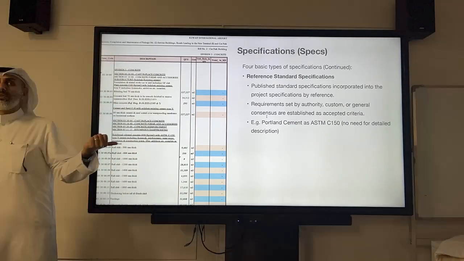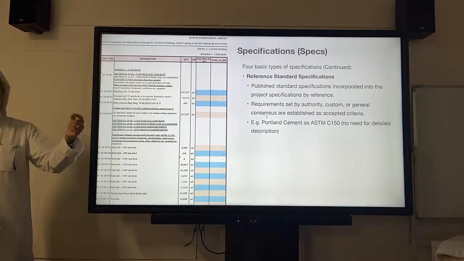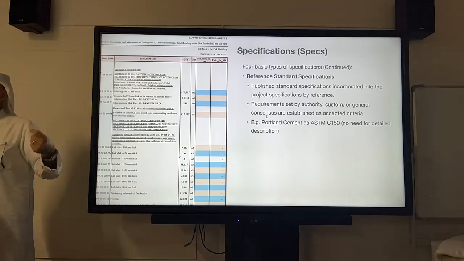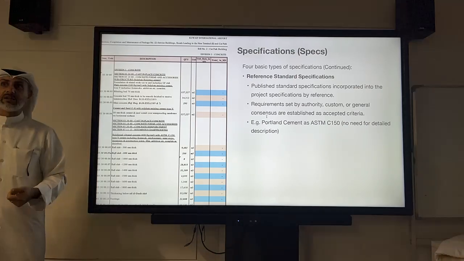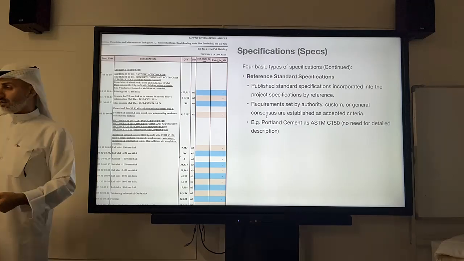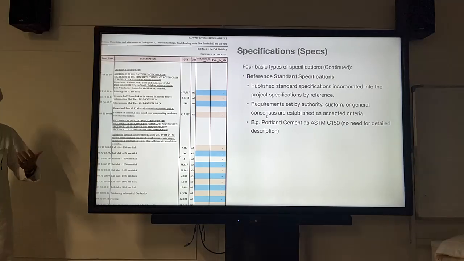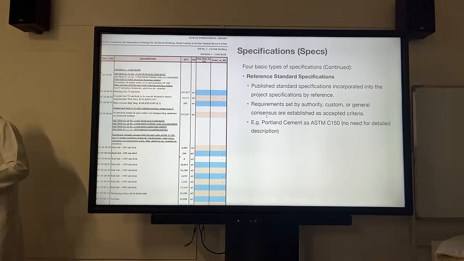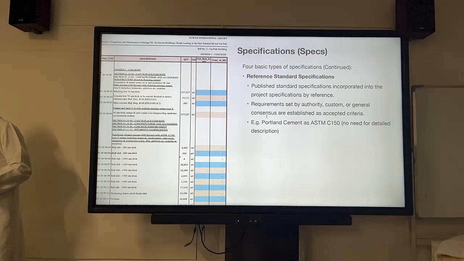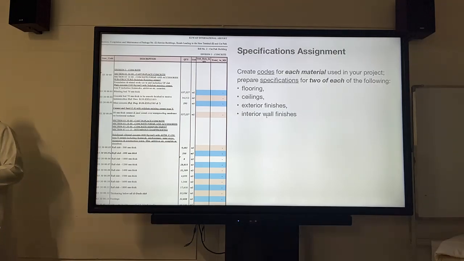Sometimes these are by the authorities. For example, the Kuwait government says you have to waterproof and use this standard minimum for your house. Glazing, for example, you can't just put any glazing, it has to be a certain standard. There are standards set by the authorities, or custom, it's the habit that this is how we build specific things, or general consensus, how people are accepting certain criteria.